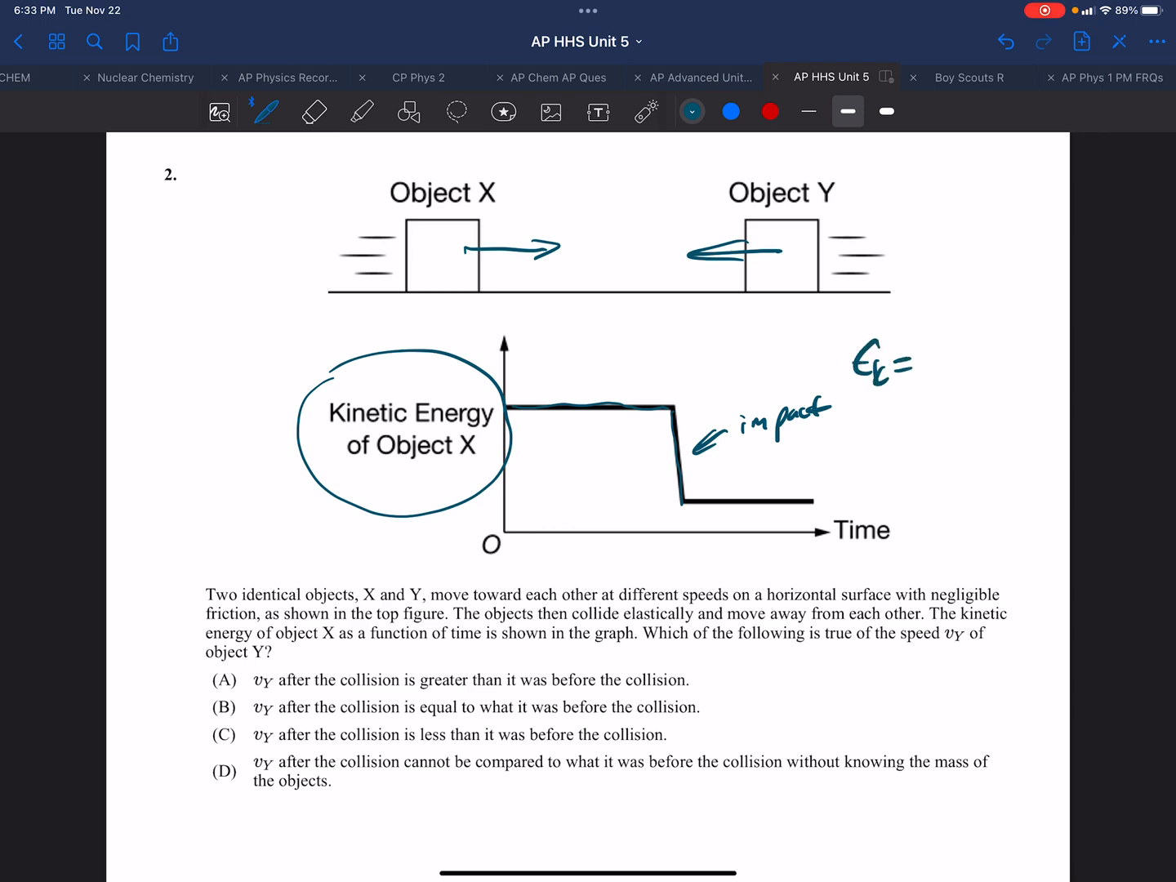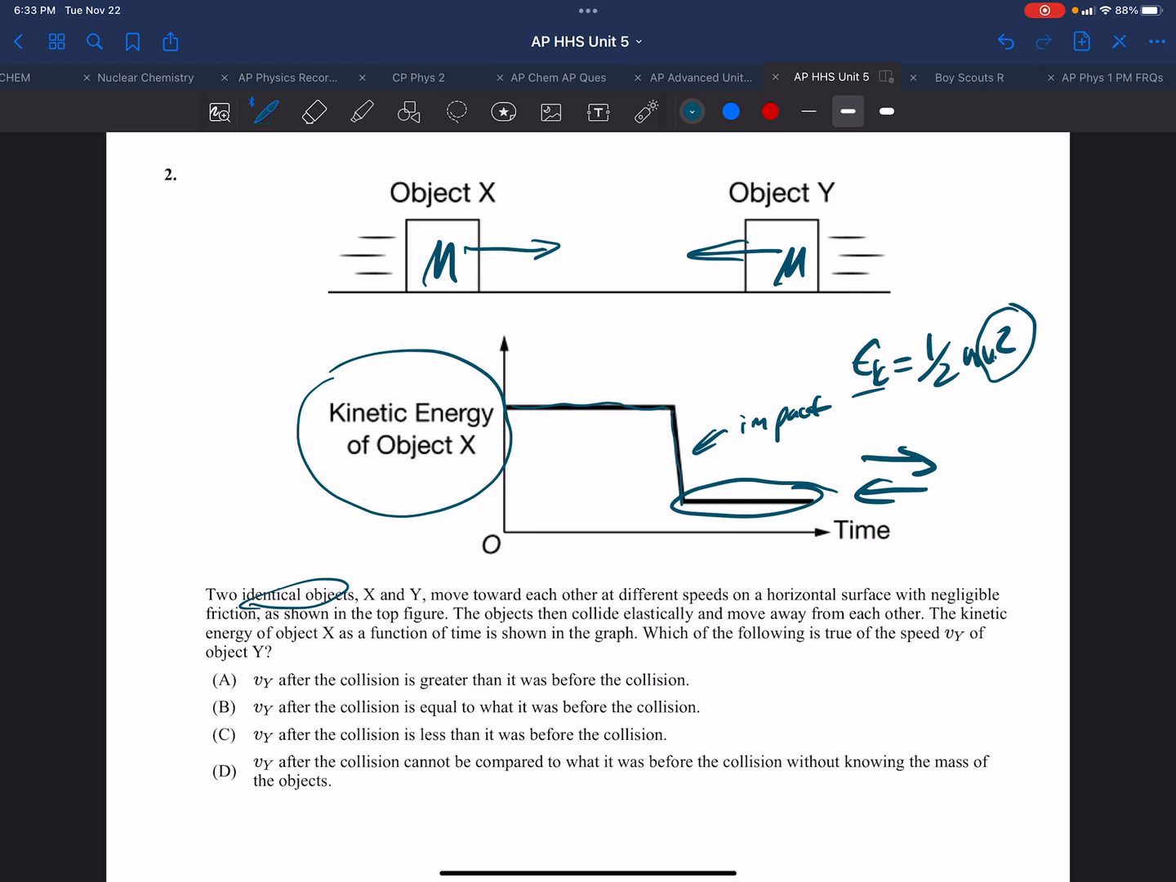Now, if we remember, the kinetic energy is 1/2 mv squared, and since the velocity is squared, the kinetic energy can only be positive. So this could mean it's moving in this direction or this direction. All we know is it has kinetic energy, and basically its speed is determining the kinetic energy. So identical objects, so that means the masses are the same. Different speeds, all right.